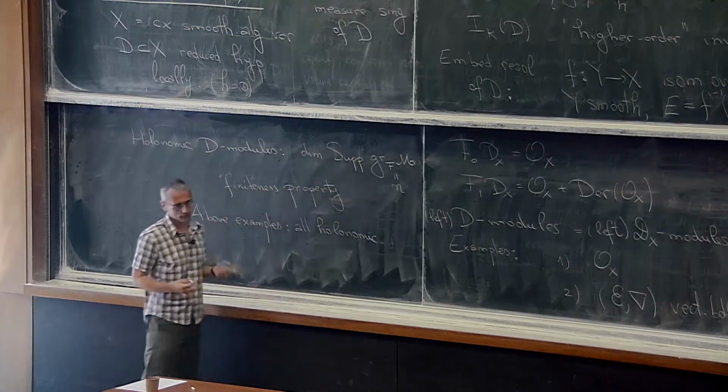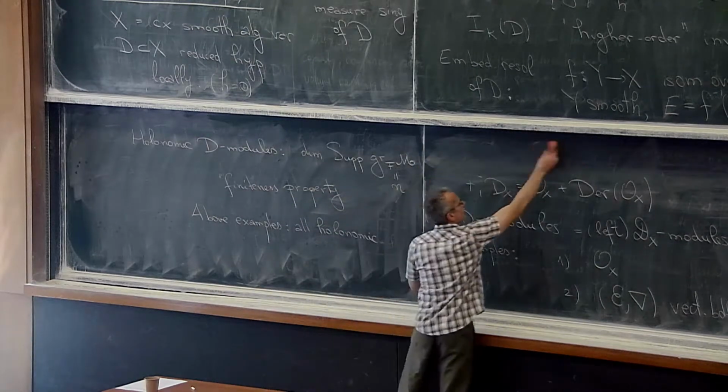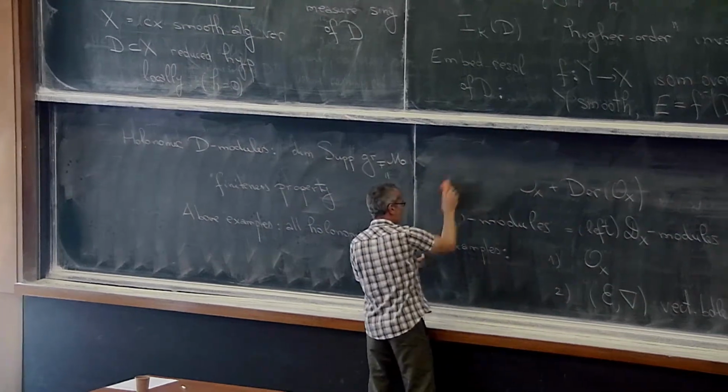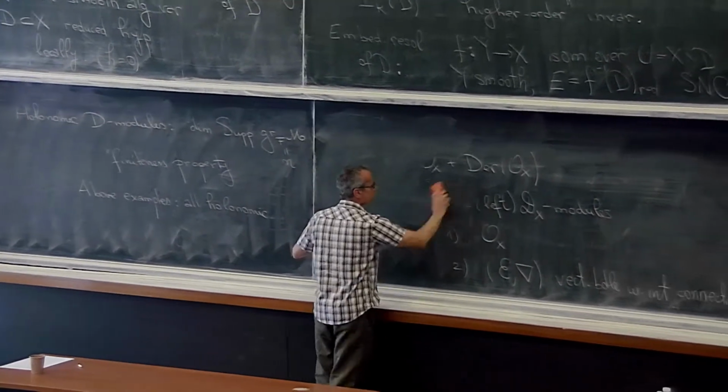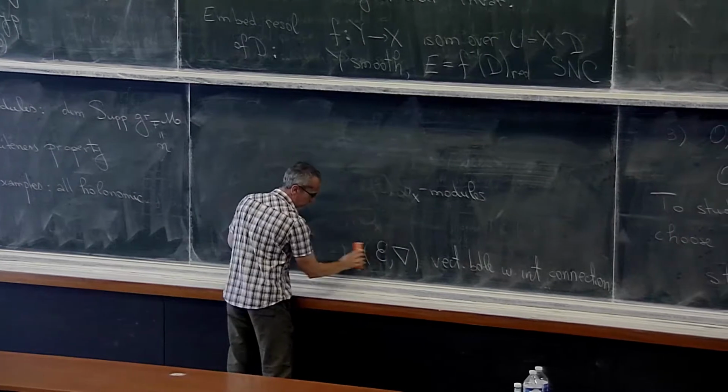All right, so this was all I wanted to say about D modules in general. So now let me say a few words about these objects that appear in Saito's theory, these so-called mixed Hodge modules.